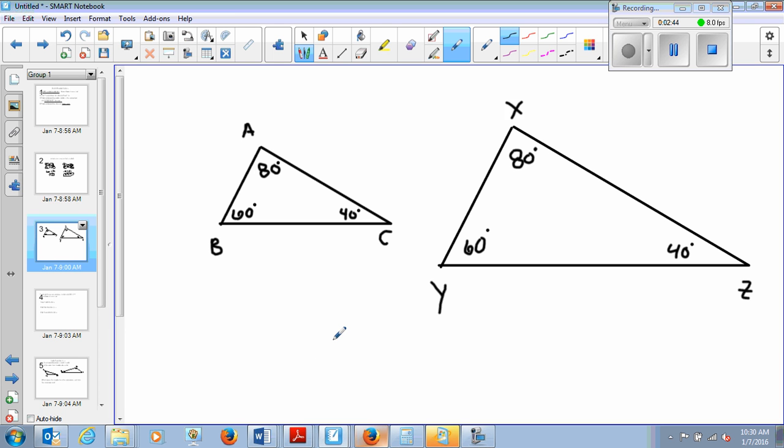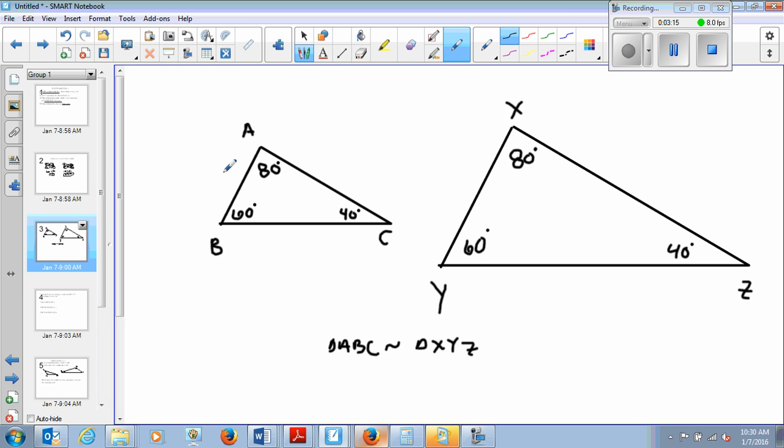I would say that they were triangle ABC, and the symbol for similar is a little squiggly line, is similar to triangle. And it's important how I list this. Since A is 80, I want to make sure that I list X first since I listed A first. And then I listed B, so B was 60, and Y needs to be the next one because it's the same place as B. And then lastly, I listed C, and C and Z are in the same place. So triangle ABC is similar to triangle XYZ.